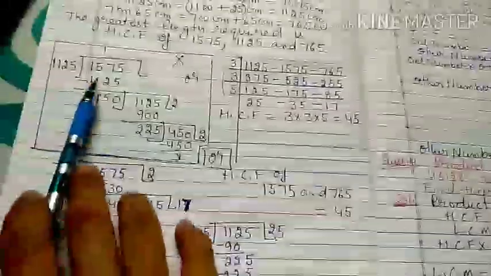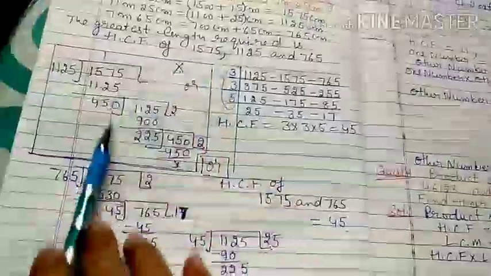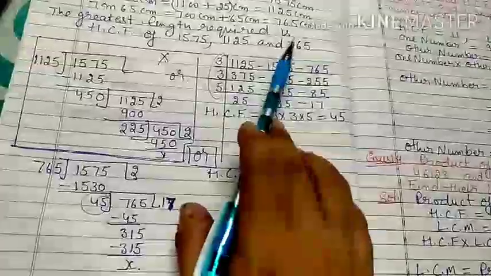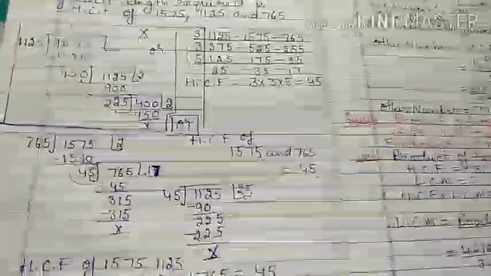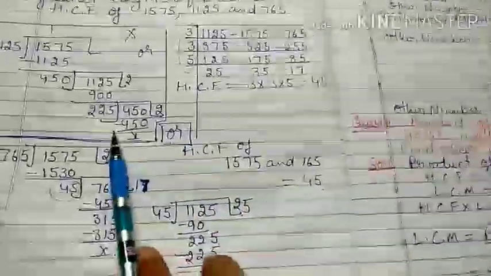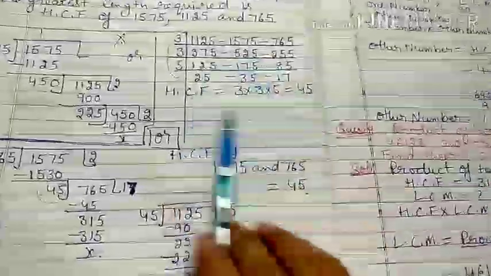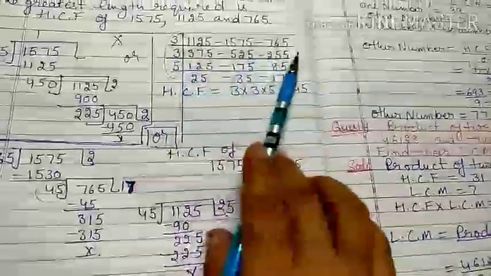Here also first I will check with these first two numbers. I found that my HCF is 225, but 765 is not divisible by 225. So I check with the other number. That is the major cause of this division method. But if I go with this method, I can only check with the common table.